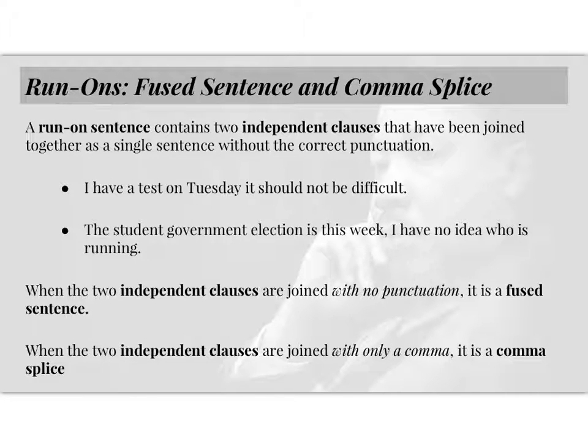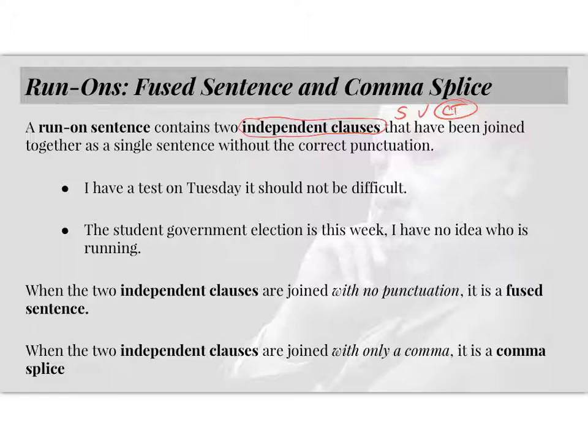So some definitions. A run-on sentence contains two independent clauses that have been joined together as a single sentence without the correct punctuation. And so we know from previous discussions that an independent clause means we've got a subject, we've got a verb, and it's a complete thought. So anytime you have two independent clauses, but you join them without the correct punctuation, you've got a run-on.